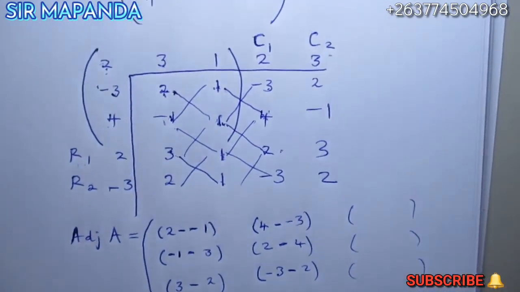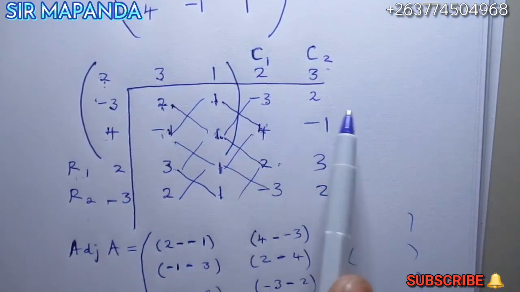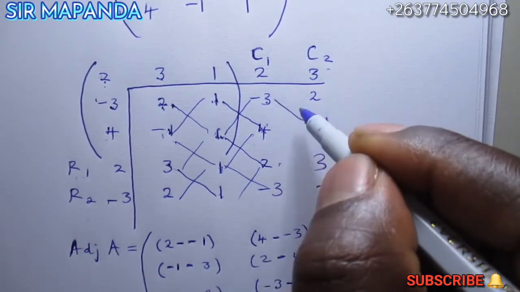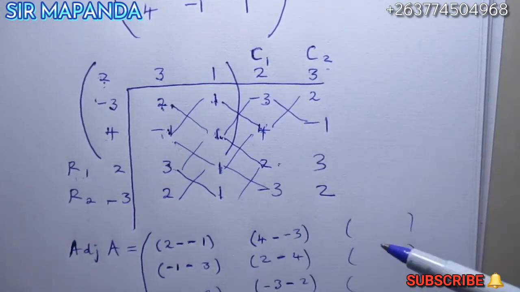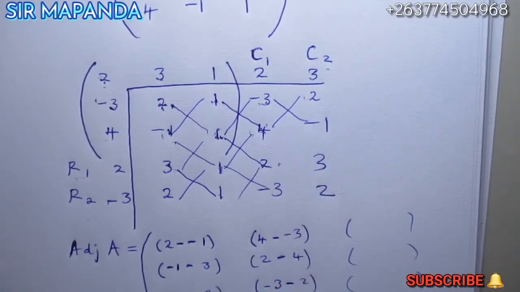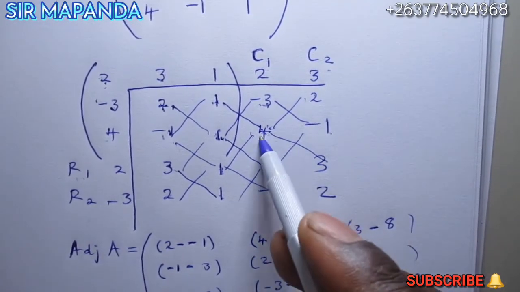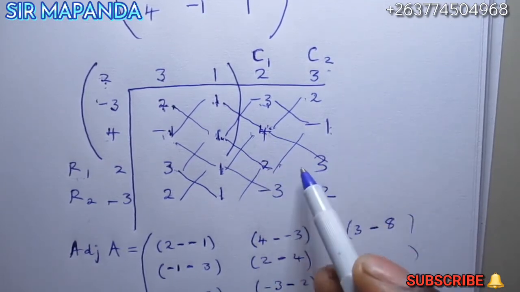I hope you are following. So the last column is going to be made up of the last 2 columns. So I'm going to find the top bracket using the combination of minus 3, 2, 4, and minus 1. So minus 3 times minus 1, you get 3. You put a negative sign so that you multiply 4 and 2 to get 8. Then, to find this bracket, use a combination of 4, minus 3, 2, and 3.